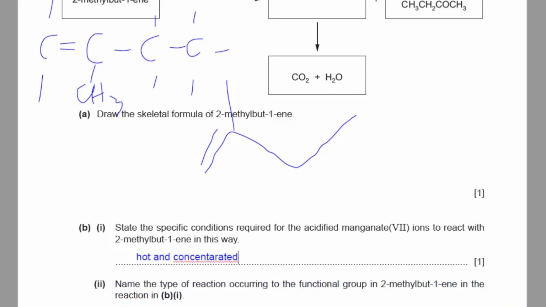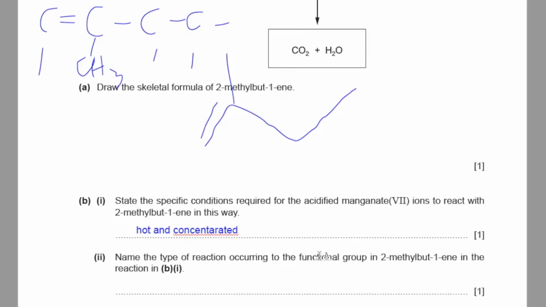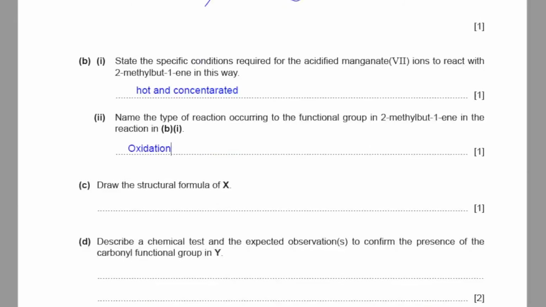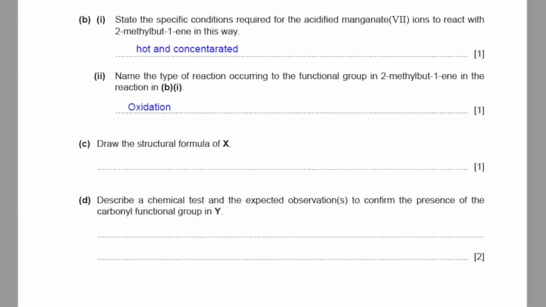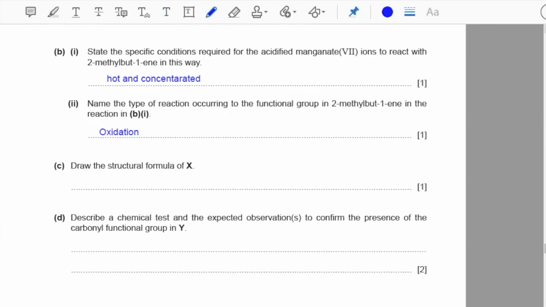Part 2, name the type of reaction occurring to the functional group in 2-methyl-but-1-ene in the reaction in B part 1. So that's very much clear. It's oxidation which is taking place, because manganate ion is an oxidizing reagent. Part C, draw the structural formula of X.